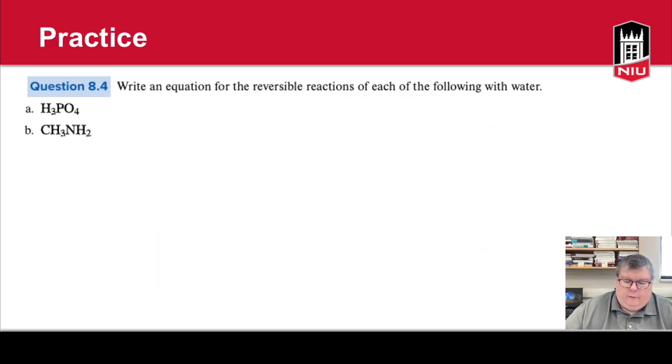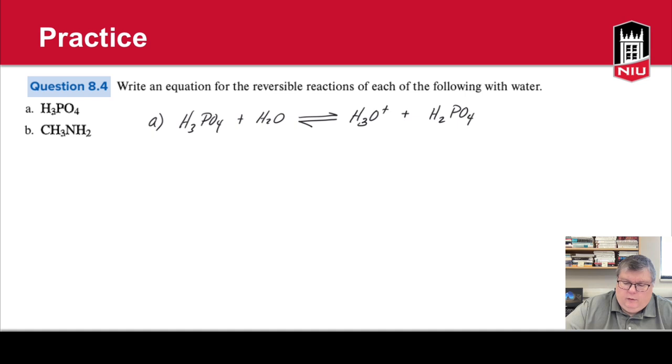Let's write an equation for the reversible reactions of each of the following with water. H3PO4. So let's start off with A. H3PO4 plus H2O. Now, H3PO4 is an acid, so it's going to donate a proton, and they said this is a reversible reaction, so we're going to use double arrows. It is going to donate a proton to the H2O to form H3O+, and whatever's left over becomes our conjugate base, which would be H2PO4-. It's a minus charge because we lost an H+. Okay?